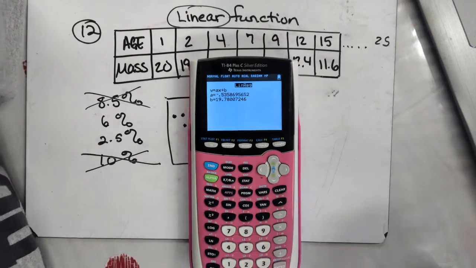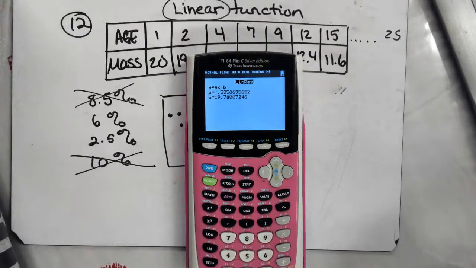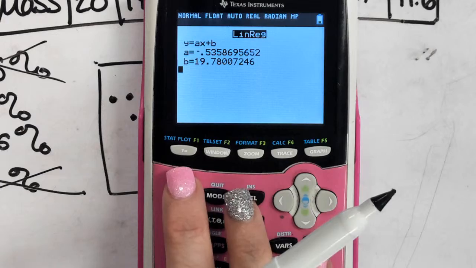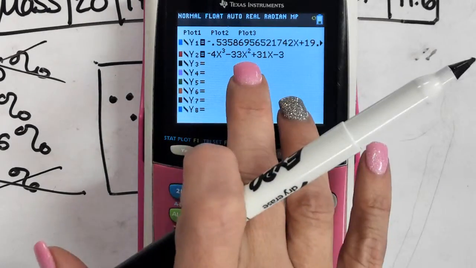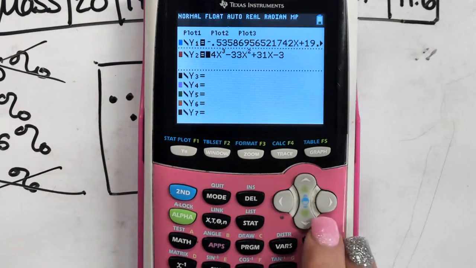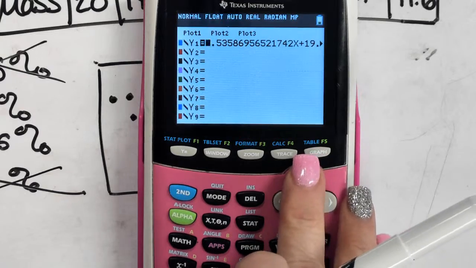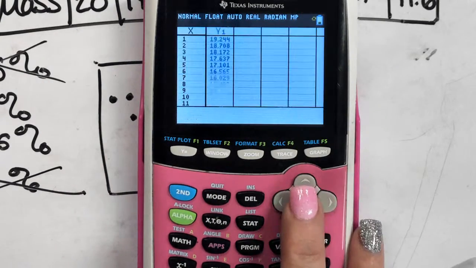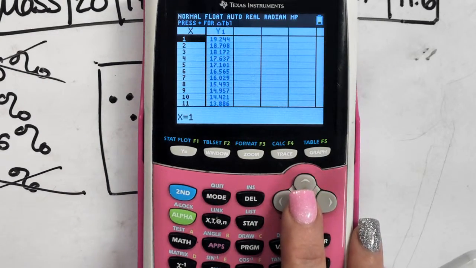But what I'm going to do, let me zoom in on this a little bit so you can see a little better. I'm going to go y equals, and I've stored that in there. Oh, let me get this one out of the way. Okay, it's stored my equation. I'm going to go to the table, and I need to look at 25 weeks.